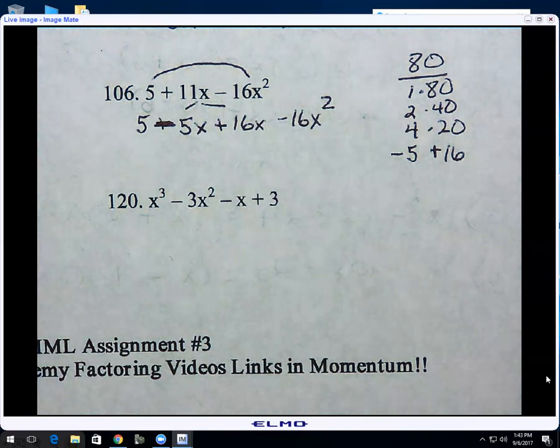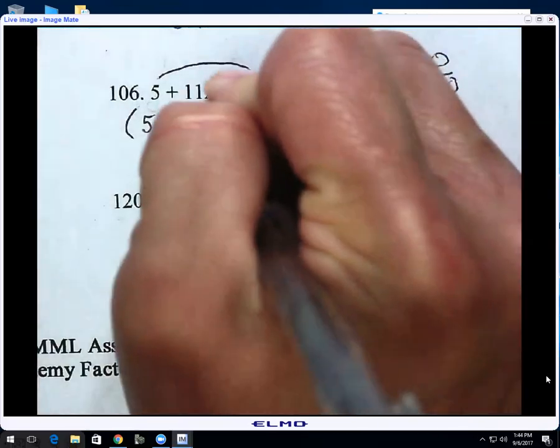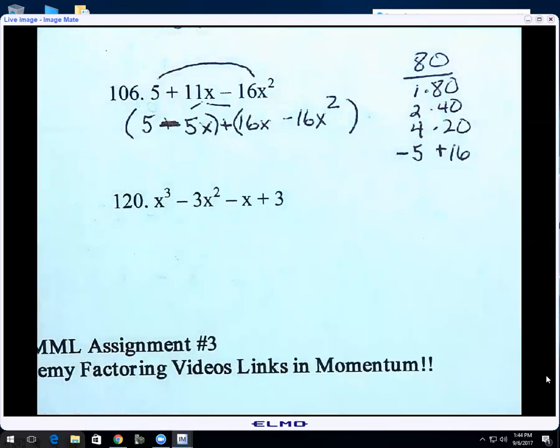Don't go any further before you stop and say, is that equivalent to the line above it? Does negative 5x plus 16x really give me positive 11x? Yeah. And when you're sure it's equivalent to what's on the line above it, then you can factor by grouping.